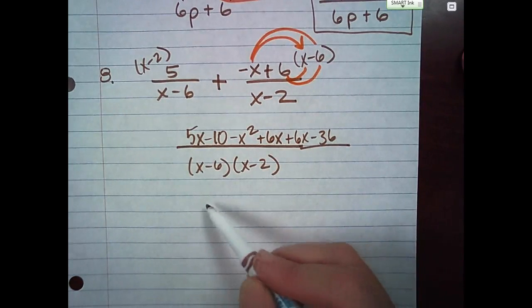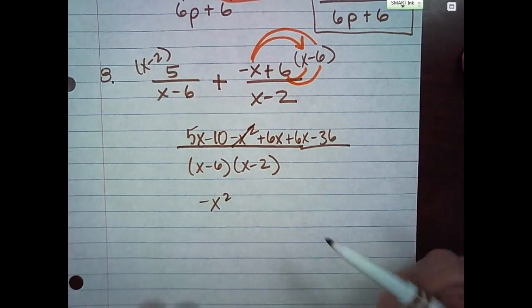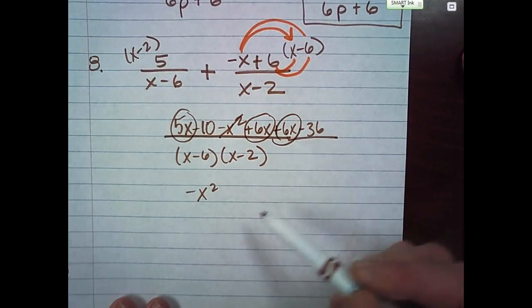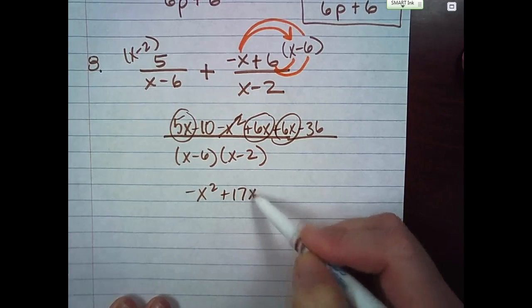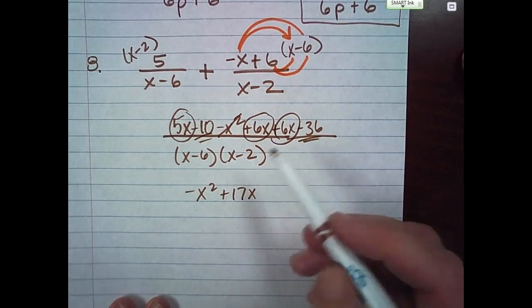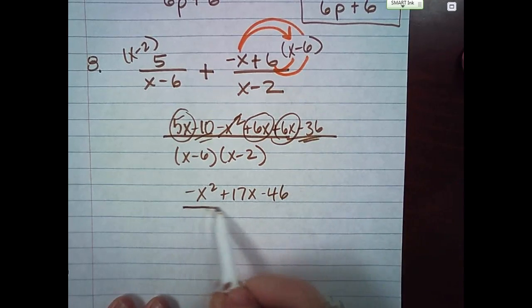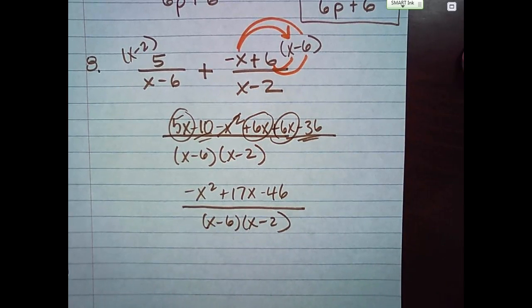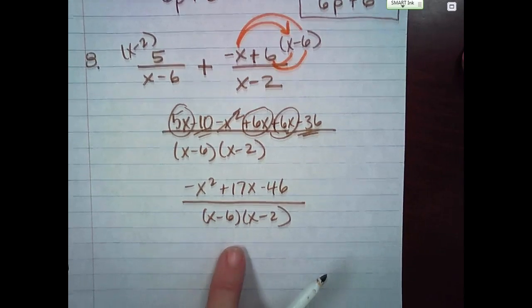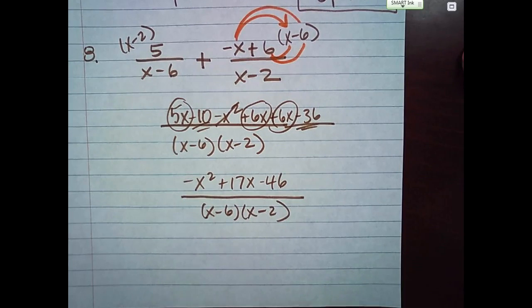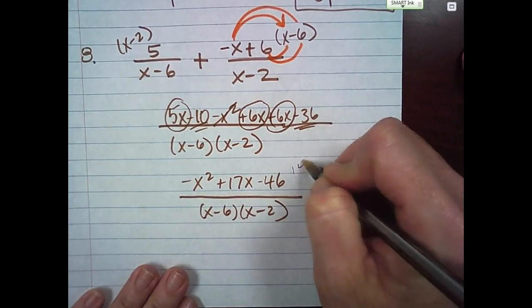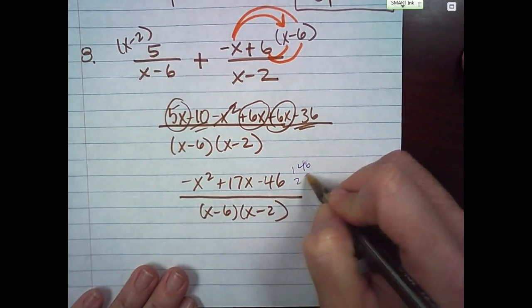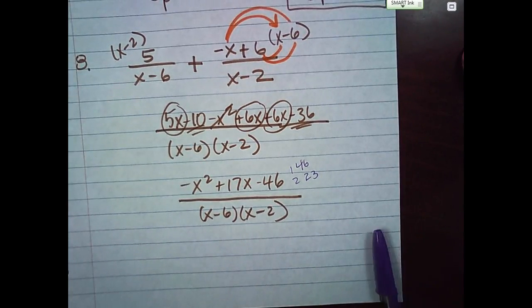Let's clean up the top. Negative x squared. Put all my x's together, giving you 17x. And put your 10 and your 36 together, giving you negative 46. All over your x minus 6 times your x minus 2. Yeah, leave it. You always want to leave it like factored because you're looking to see that something will cancel. You know what I mean? And then you can try to simplify this, but nothing works. Like 1 and 46 is not going to make 17. 2 and 23 does not make 17. It doesn't factor. That's just your answer.